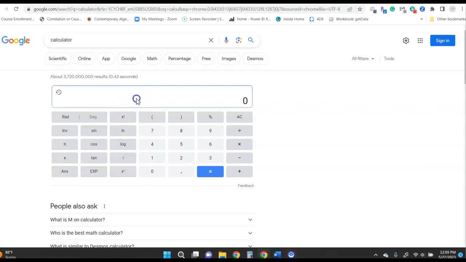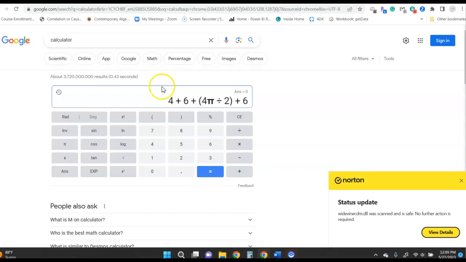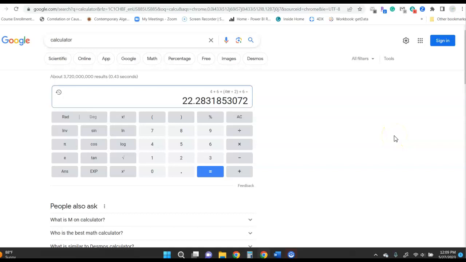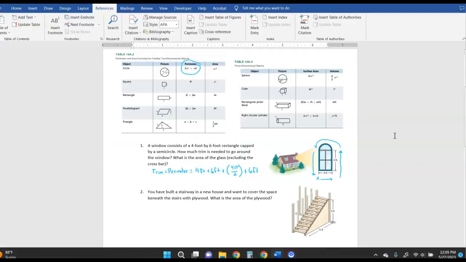So we are going to do 4 plus 6 plus parentheses 4, and I'm going to just type in the word pi, and it automatically knows. I'm going to divide that all by 2, close those parentheses, add 6 more and hit equals. I get my answer of 22.28318, on and on. Let's see if the instructions tell us anything. It doesn't tell us where to round, so a typical rule of thumb, at least for right now, is to round to two decimal places. So we have 22.28, and we have to label this. So this is feet, again, singular units.